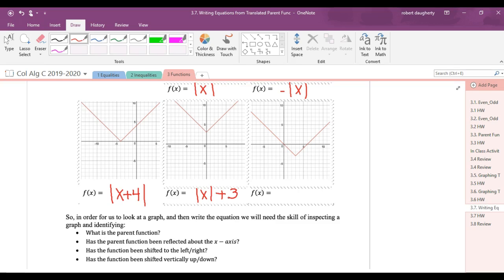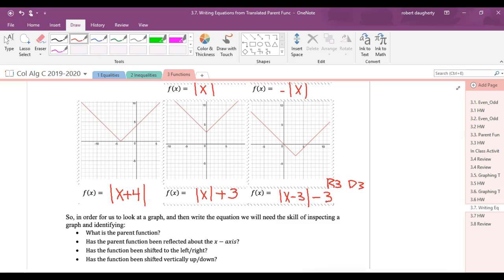So what has happened in this graph? So before we write the equation, what has happened? Yeah, so it went right 3 and down 3. So I've got two transformations here. So how do I say that it went right 3? Okay. And then how do I say it went down 3? Minus 3. Okay. So that's the equivalent of going right 3 and down 3. Everyone see what we did there?